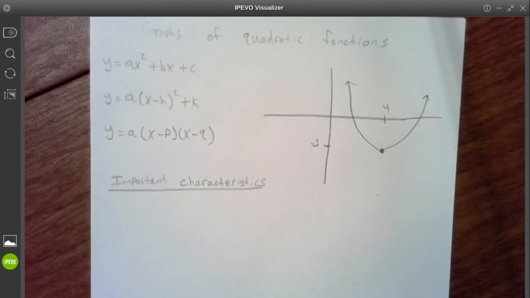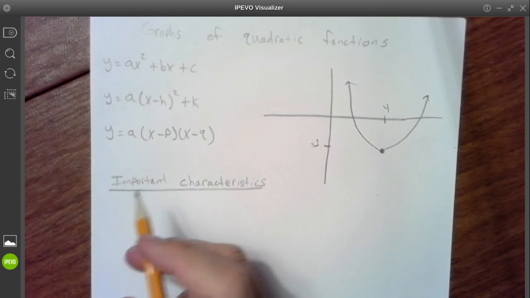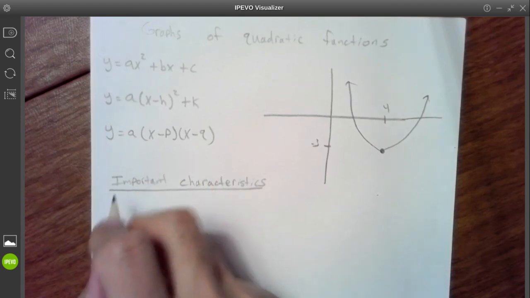There's some important characteristics that we're always going to be talking about or asking about. So let's get to talking about them so that way you're familiar with what they are, and not necessarily how to find them yet, but just what they are.